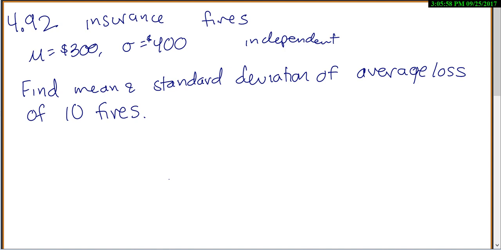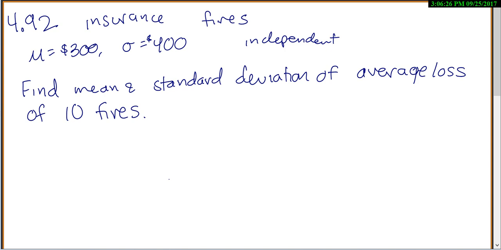In 4.92, we're talking about insurance fires. So they have their entire population of all the homeowners. They found out that on average, the fires are going to cost $300 with a standard deviation of $400. And it tells us that each fire should be independent of the next fire, or at least the loss from it, which makes sense in most cases. A fire at one house shouldn't affect the fire at another house. And it says find the mean and standard deviation of the average loss of 10 fires.